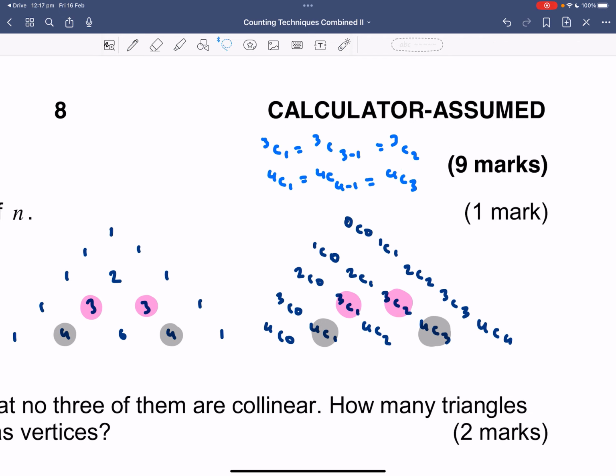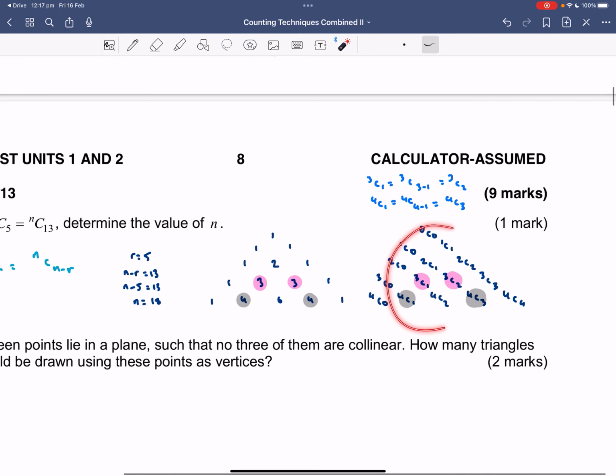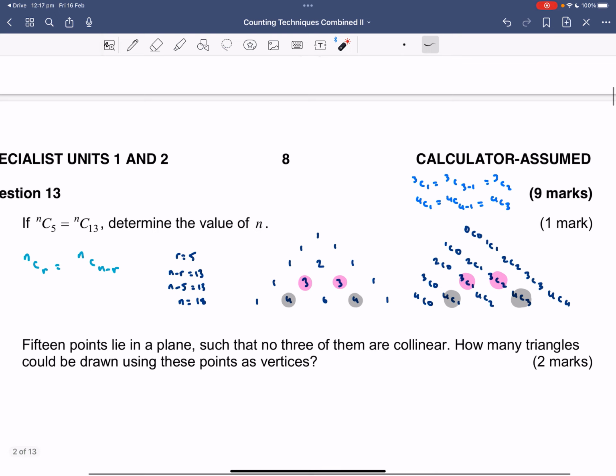So for those that didn't know that rule, you didn't have to know it. You could have just thought it up on the spot, but obviously knowing it does help. And that's how I realized that, all right, if these two are in the same row of the Pascal triangle, because they're both n choose something, then it just means that these two numbers have to add up to the top number, okay?